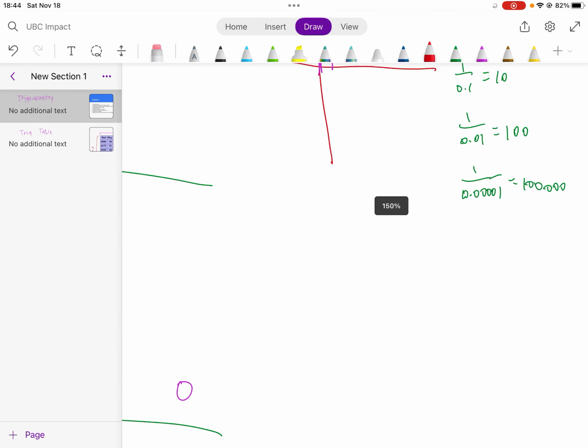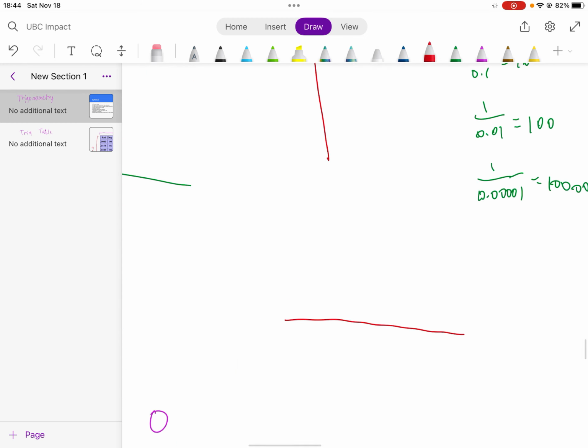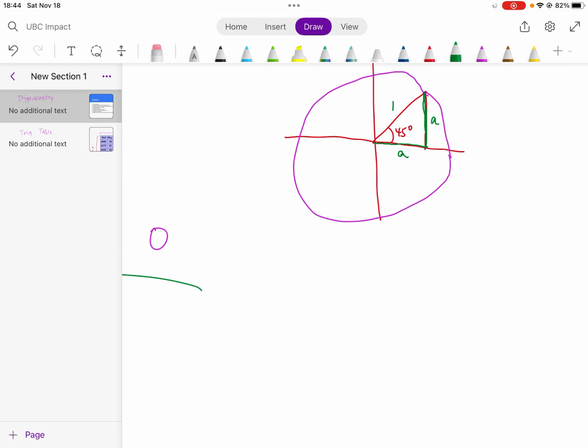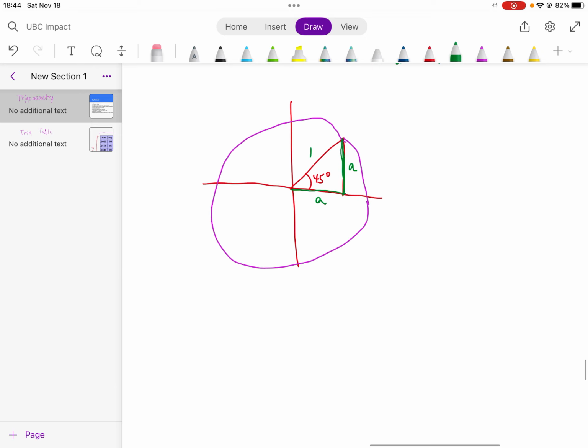Let's draw a 45-degree triangle. So again, it's going to be on a unit circle, which means that the radius is 1. If the radius is 1, this length is 1. And this length, we don't know what it is, so let's just call it A. But since it's 45 degrees, it makes sense that this one is also A. Do you see why? Think about why. Pause the video and think about why. But essentially, that means these two are the same.